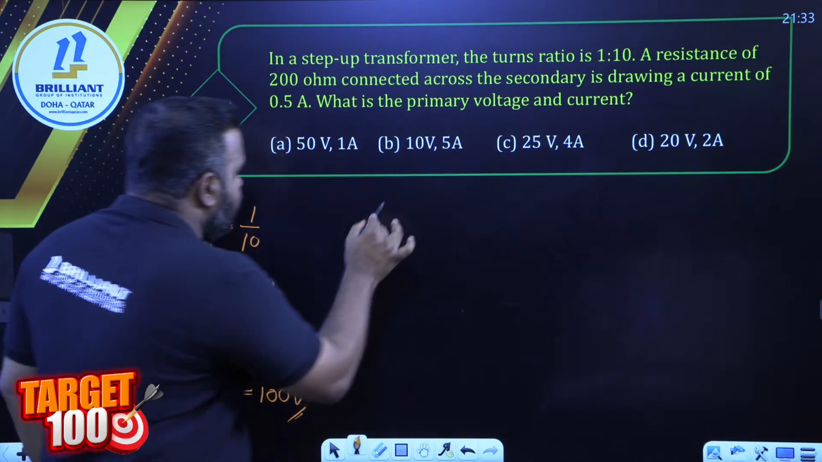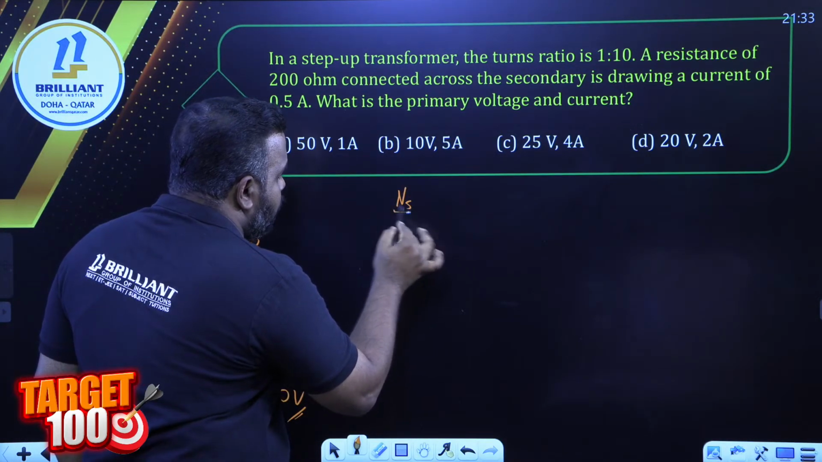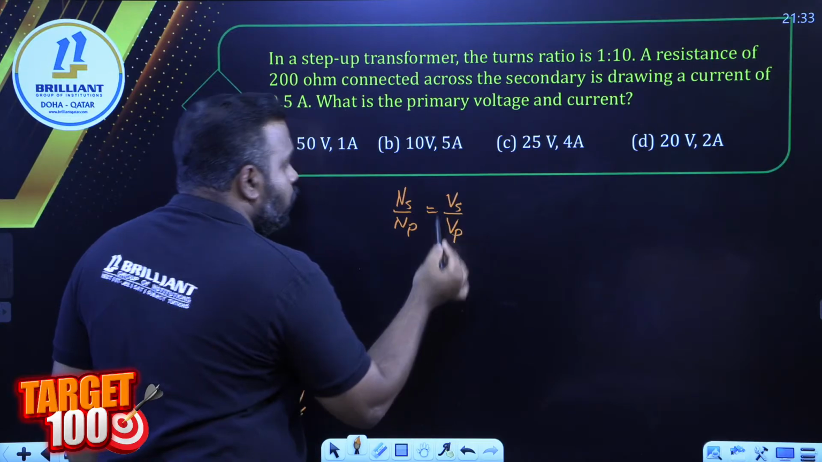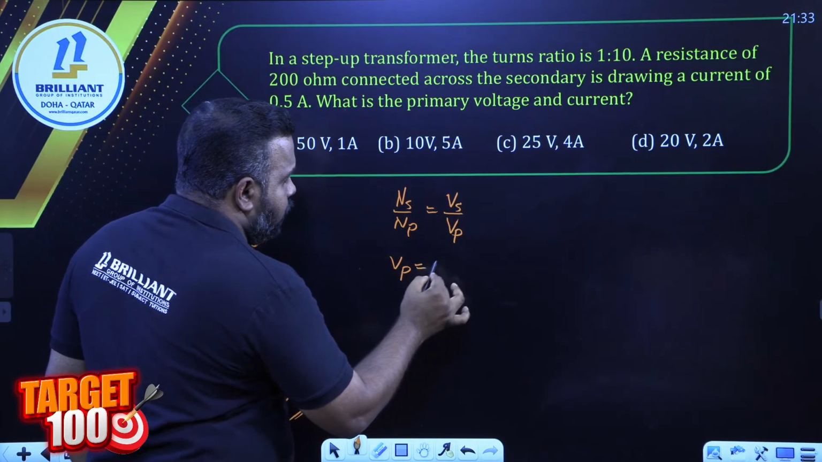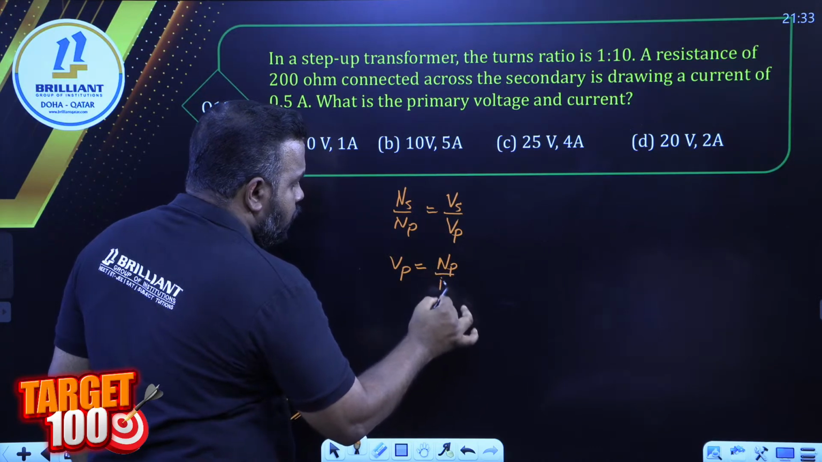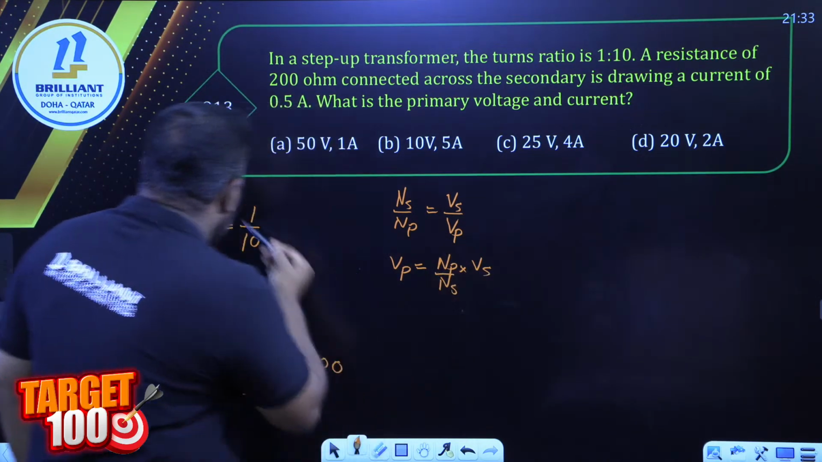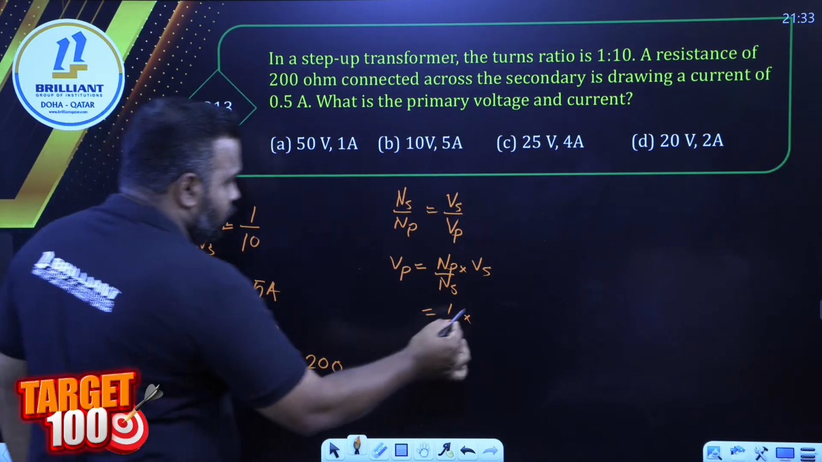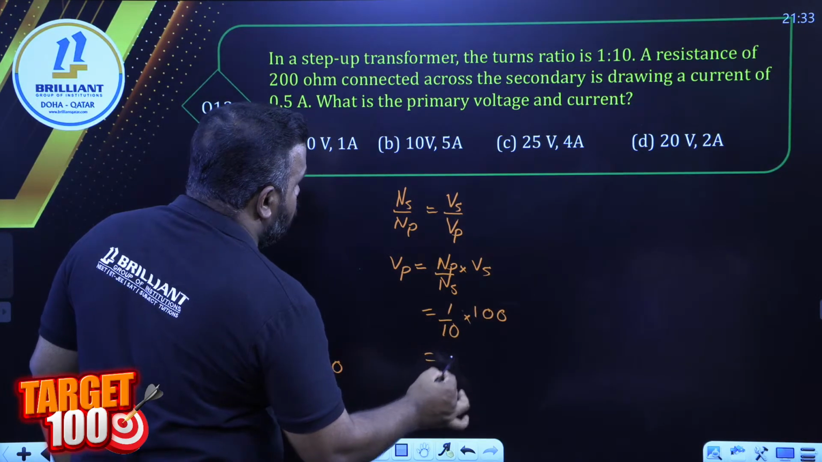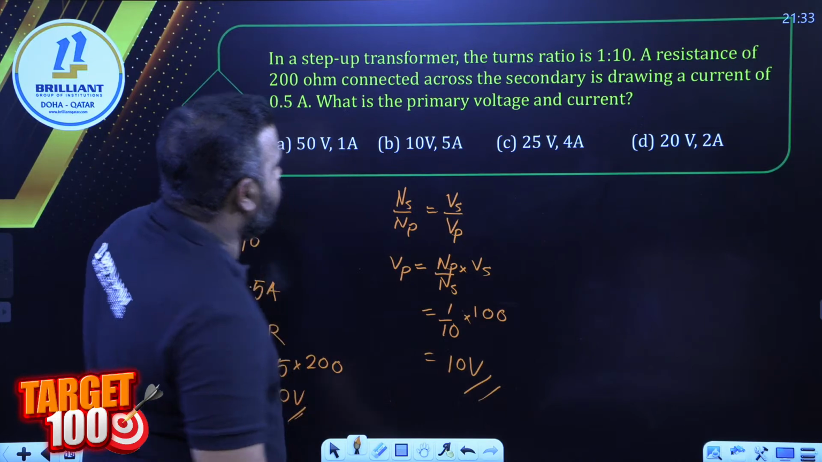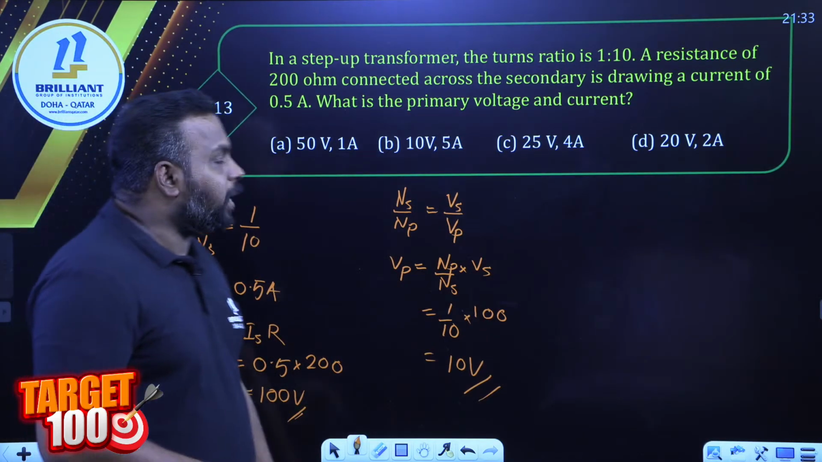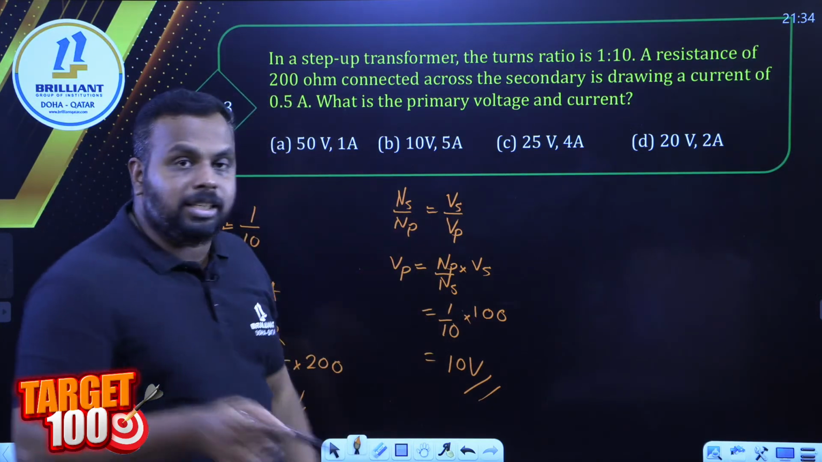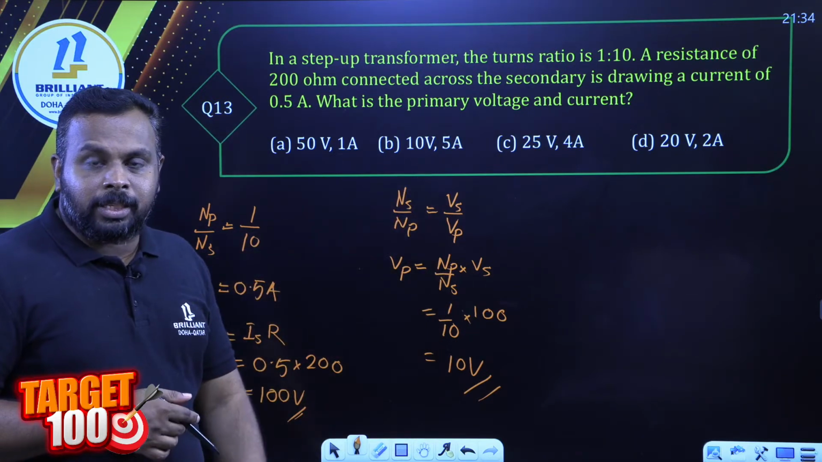So primary voltage we can easily find because we know that Ns by Np is equal to Vs by Vp, the transformer ratio. So Vp is equal to Np by Ns into Vs. Np by Ns is 1/10, into the secondary voltage we found, 100. So 100 by 10 is equal to 10 volt. So 10 volt is the primary voltage. In this question, actually no need to do the second part, because there is only one option with 10 volt, so we can directly mark it.